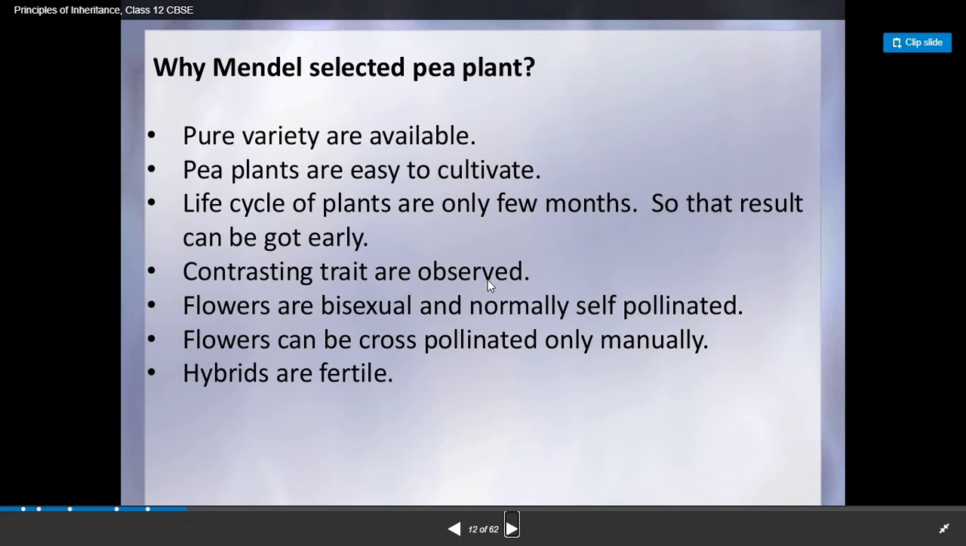Contrasting traits are observed. Contrasting means different traits are observed, as we have seen that 7 traits were studied by Mendel. Flowers are bisexual and normally self-pollinated. Flowers can be crossed, pollinated only manually, and hybrids that are obtained from this pea plant are fertile ones.